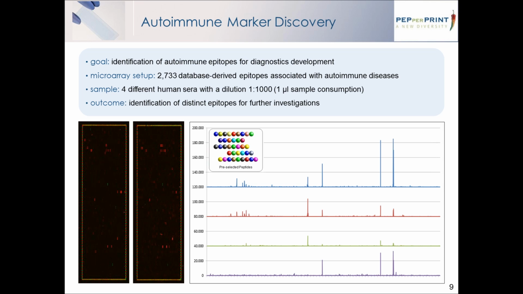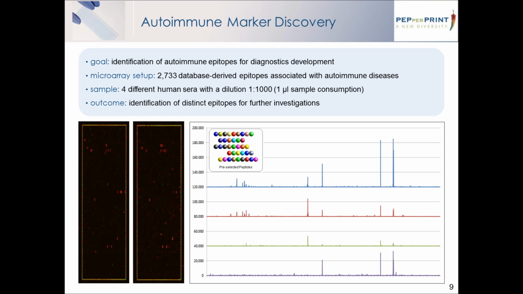The aim of this study was the identification of autoimmune epitopes for diagnostic development. The client provided 4 serum samples from autoimmune patients that were hybridized to the Autoimmunity microarray. On the left, you can see 2 of the 4 arrays. On the right, the signal intensity is again plotted over the peptides.